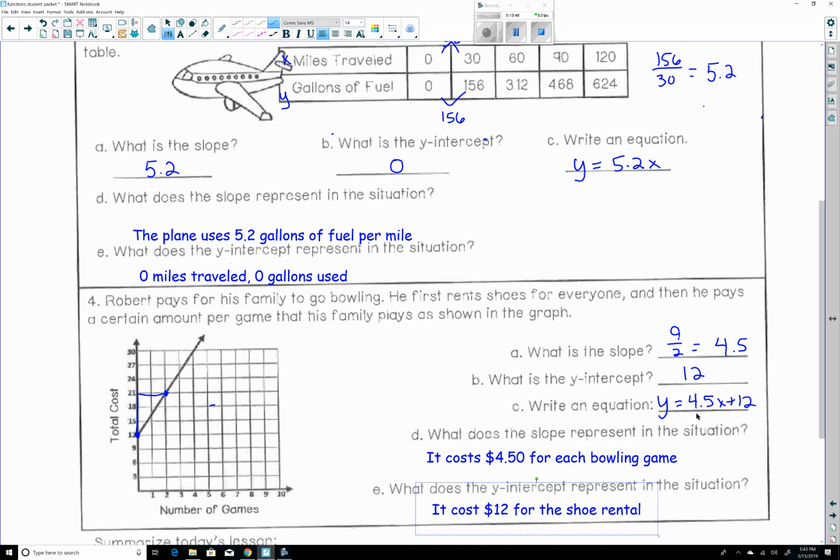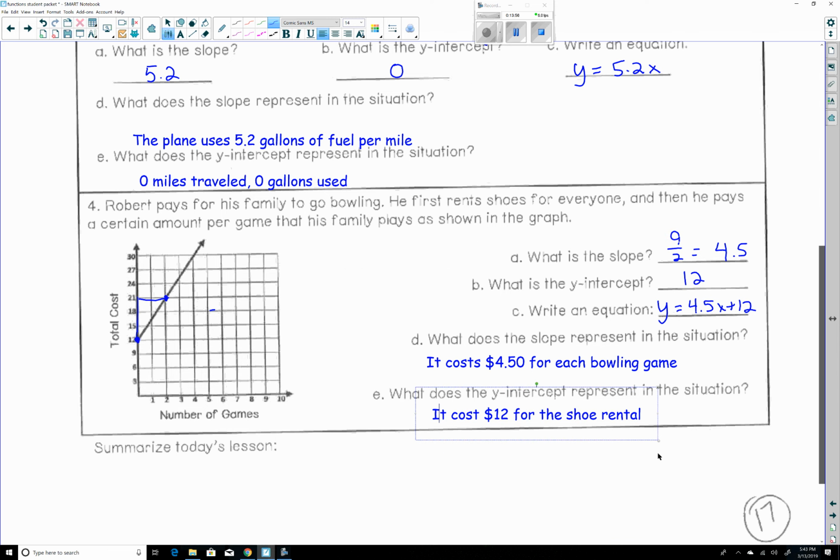Writing my equation. This should not be super hard anymore because we've been doing it for so long. If you're still struggling with these ideas, please, please, please come in. Let's clear up your confusion. Let's make sure that we understand it. The slope, what is it representing? $4.50 for each bowling game. What does the y-intercept represent in this situation? They spent $12 on the shoe rental before they even paid for one game.